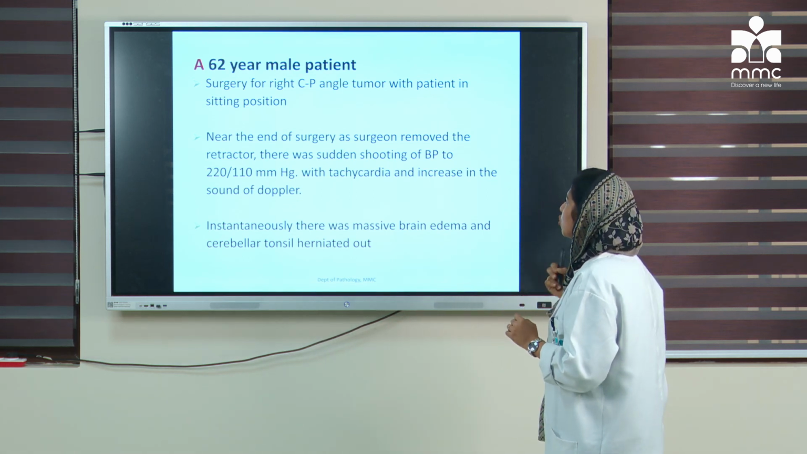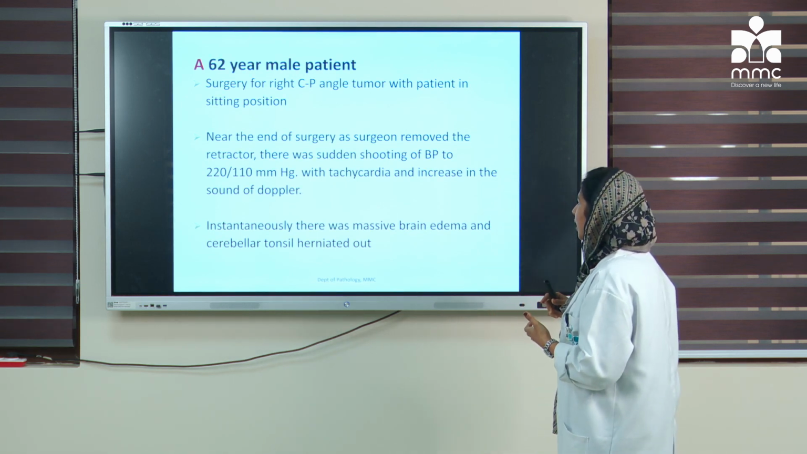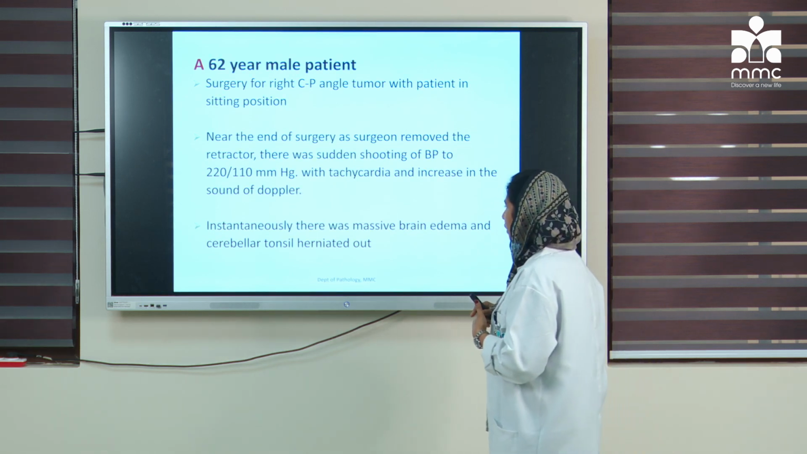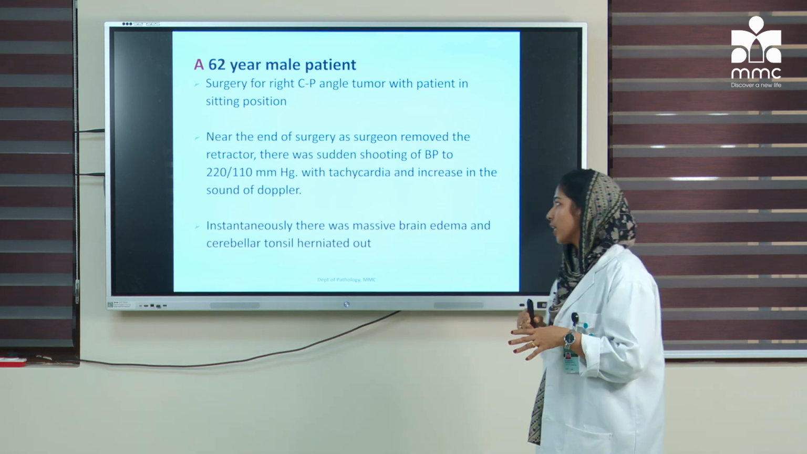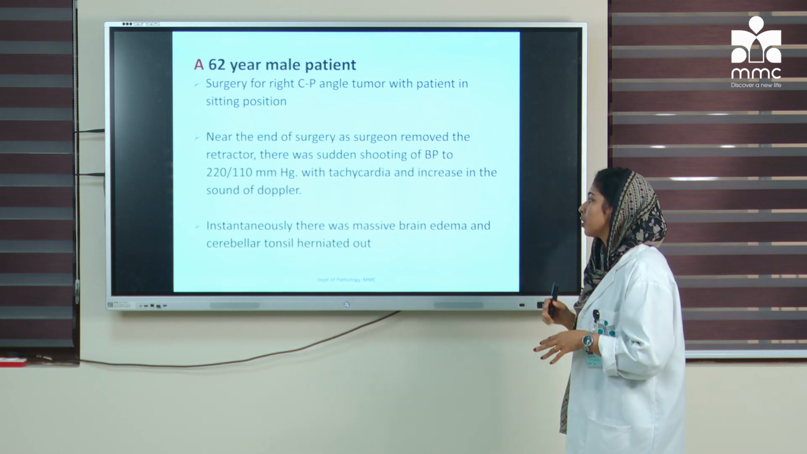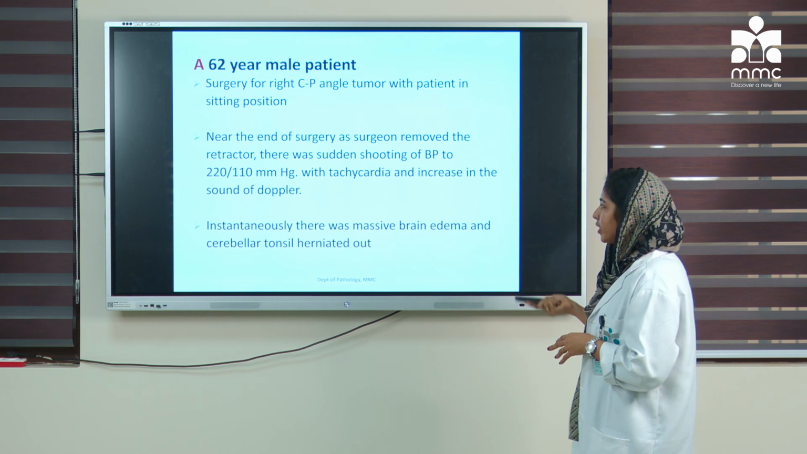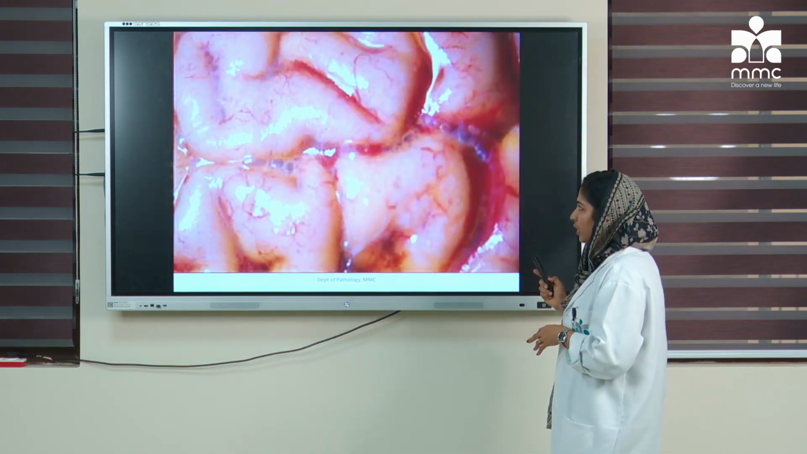There was a sudden shooting of the BP to 220 over 110, with tachycardia and an increase in the sound of the Doppler. Okay. So, instantaneously he had massive brain edema and even the cerebellar tonsil herniated out. Okay. So, what is this clinical scenario indicating?